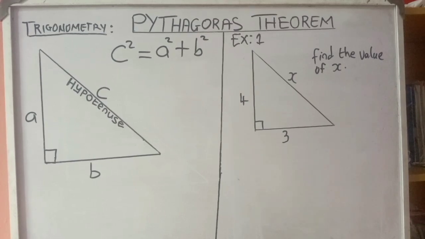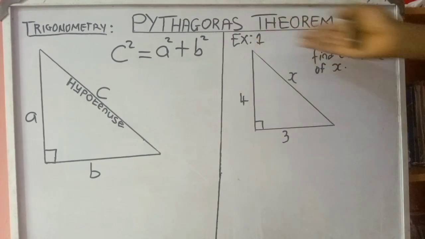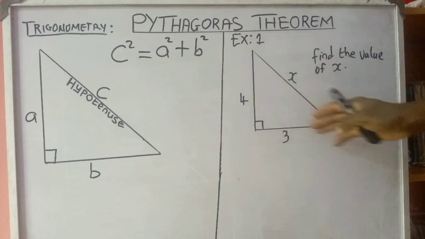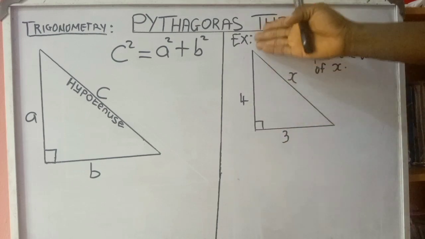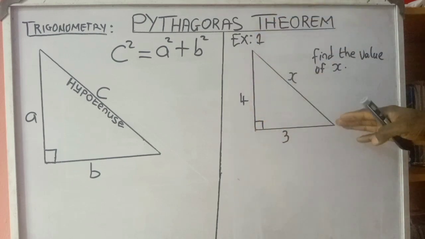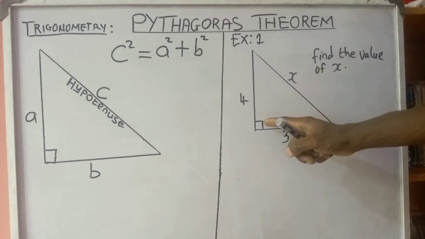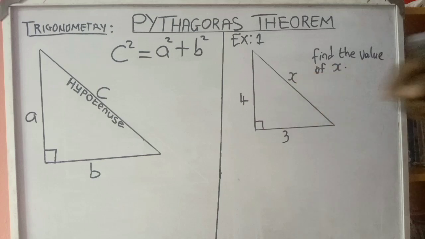Here we have an example on the board. Example 1, whereby we have a right-angled triangle and we have the side 4, we have the side 3, and an unknown side to be found. Now let's describe this. What does X represent? X represents the hypotenuse because that is the side that faces the right angle. So we call it the hypotenuse.